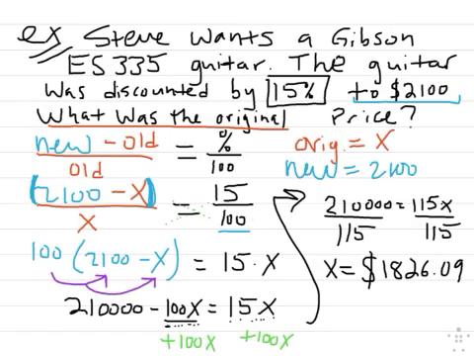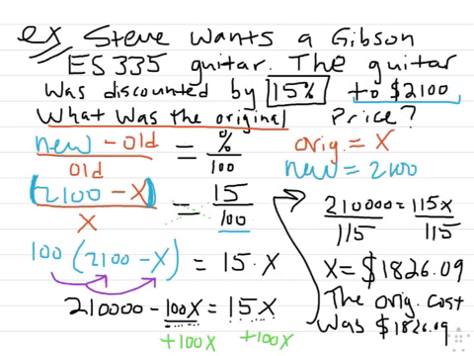And then again, this is a real problem. These numbers actually represent stuff. When they do, you have to write the answer as a sentence, explaining what we just found, right? So the original cost was, we have to write a sentence for these guys, was this amount, $1826.09, and that's it.